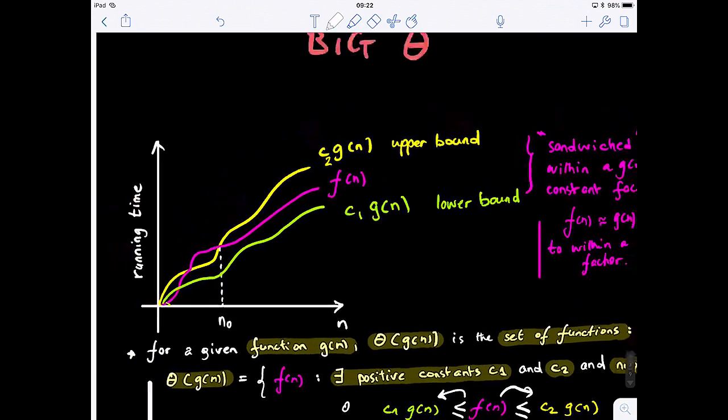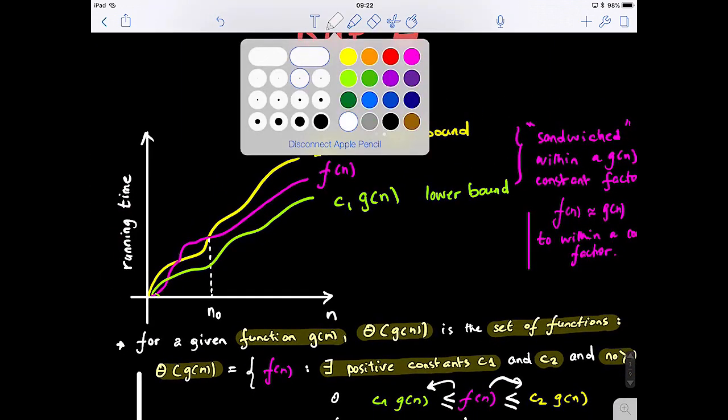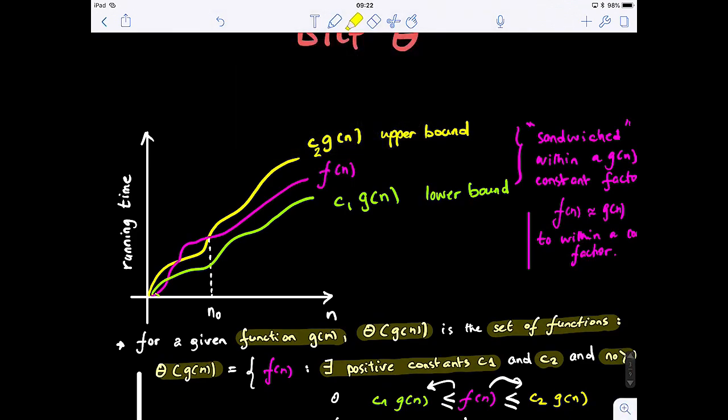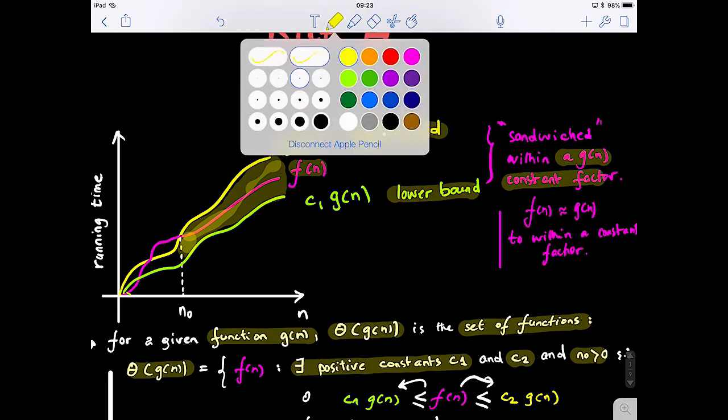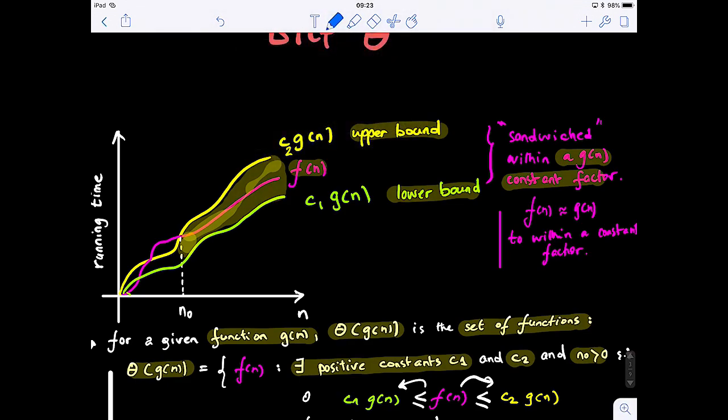And if you look at the graph, we have our function f of n. F of n is basically bounded or sandwiched between these two upper and lower bounds, okay? So we say that f of n is sandwiched between g of n times constant factors, right? So in this case, imagine if I am moving these two boundaries very close to f of n. So basically I found two constants in such a way that it's very close. In that case, we can say that f of n is almost equal to g of n.